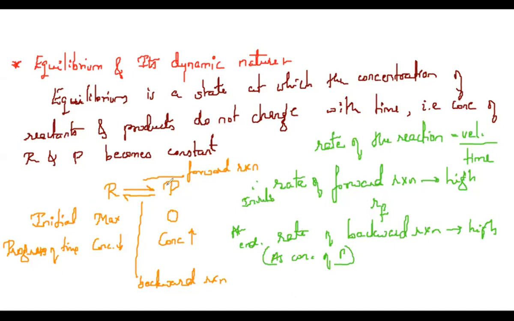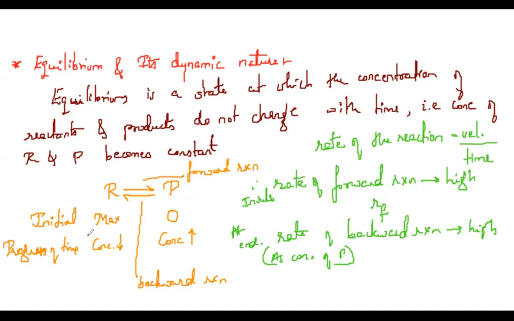In the beginning, the forward reaction is occurring very fast because the concentration of reactants is more, and the backward reaction is almost zero because there is no concentration of the product. But with progress of time, when the reactant starts getting converted into product, what happens? The rate of the backward reaction also begins. So in the beginning, it is almost zero, or it will be less.